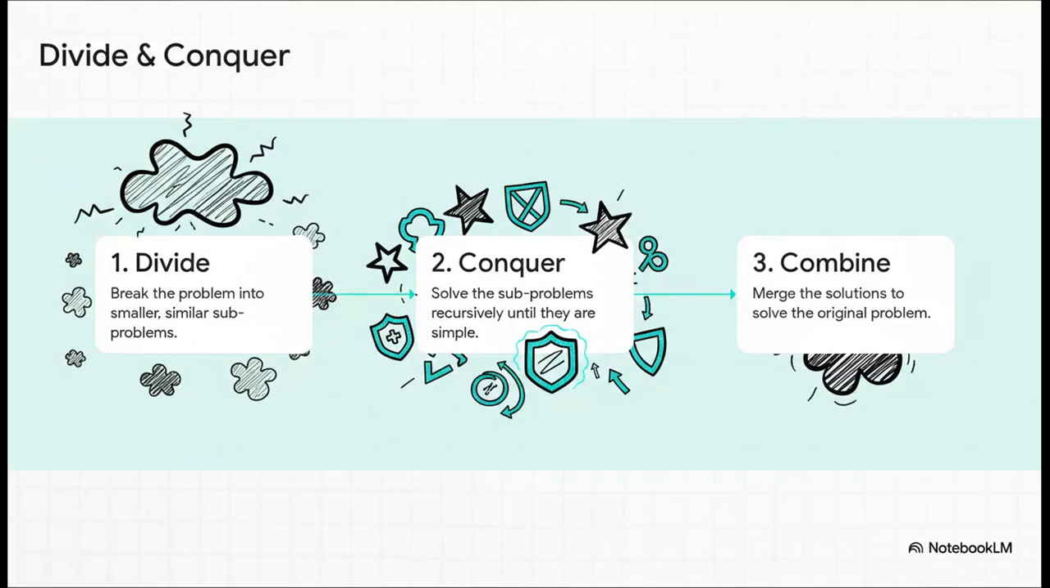The whole philosophy of divide and conquer is simple, but man, is it powerful. First, you divide the big problem into smaller, identical versions of itself. Second, you conquer those little subproblems, and if they're still too big, you just divide them again and again until they become so tiny you can solve them instantly. Finally, you combine all those little solutions back together to build up the answer for the original huge problem.